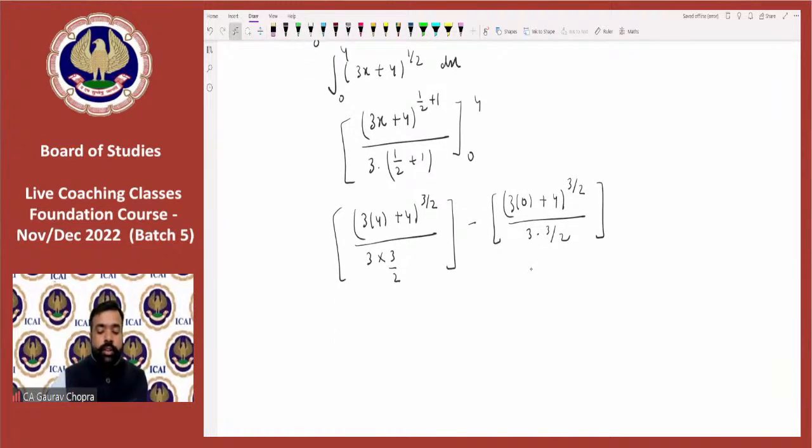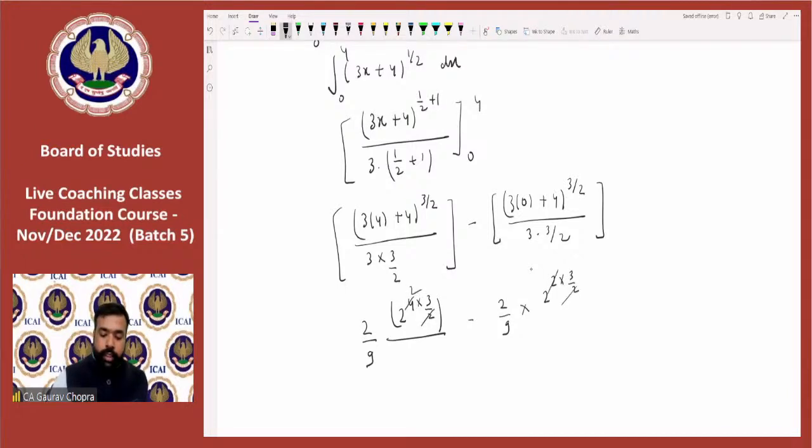So what is 3 into 4? 12. 12 plus 4, 16. So 16 can be written as 2 to the power of 4 multiplied by power 3 by 2. And in the denominator 3 times 3 by 2, we are having 9 by 2. It can be written as 2 by 9. Minus 2 by 9. 4 can be written as 2 square, multiplied by power 3 by 2.